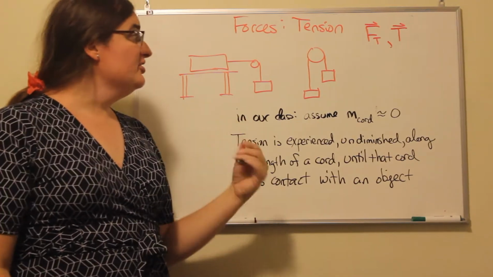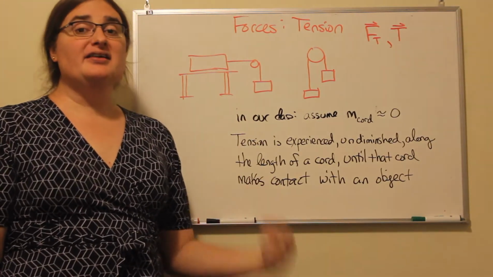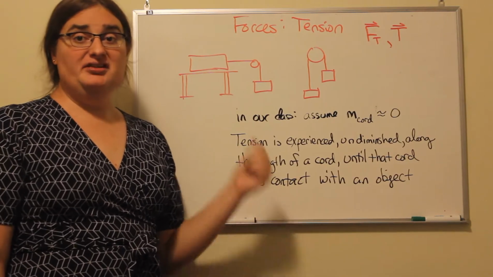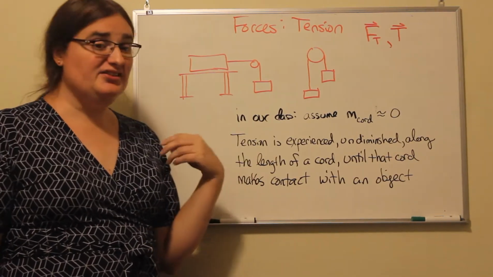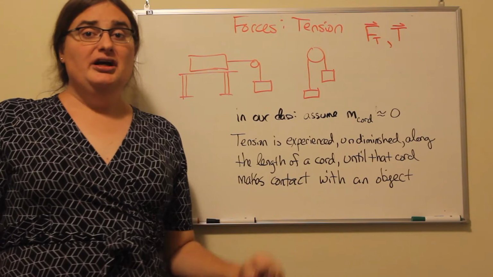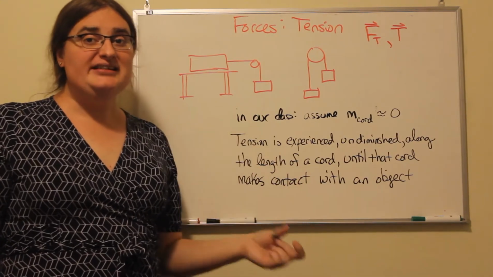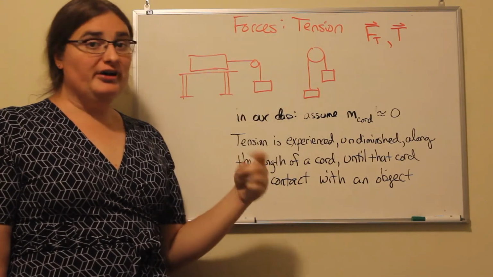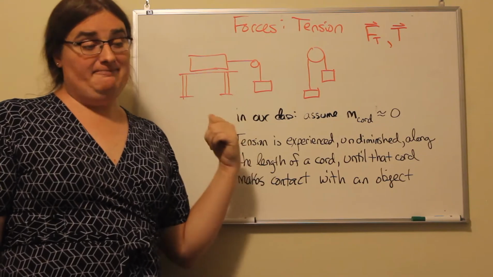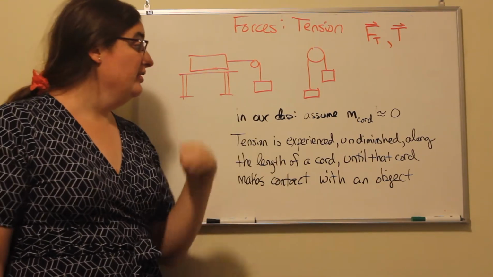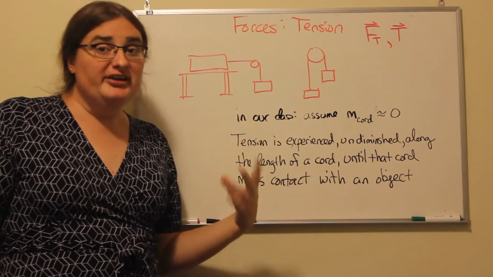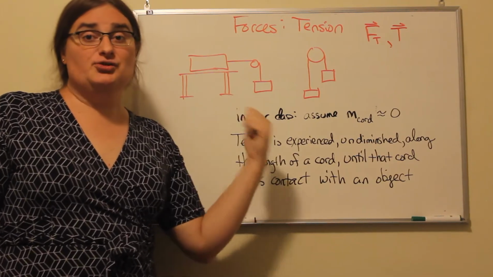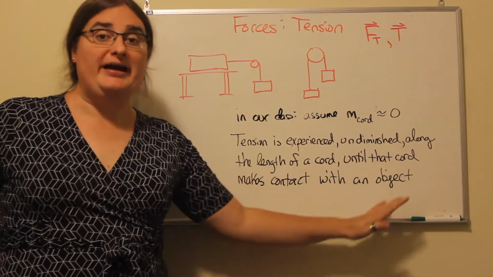Now, there is no simple way of calculating tension because tension, like some forces, is something that is as strong as it is, provided that the tension isn't damaging or destroying the cord that is experiencing that tension. And I'm going to use the word cord here to stand in for strings, ropes, chains, whatever.